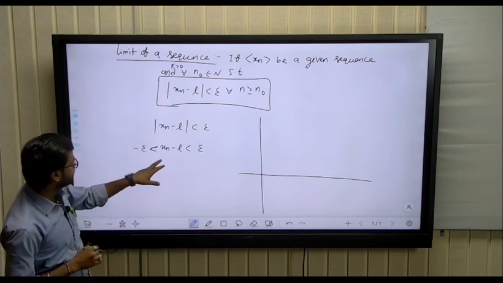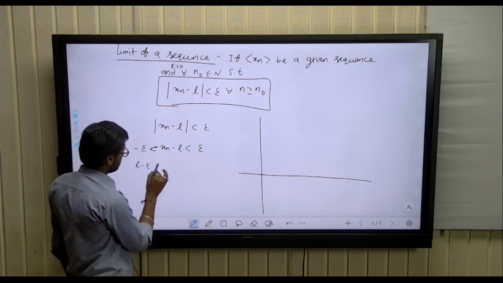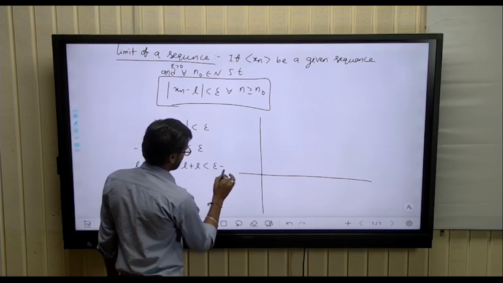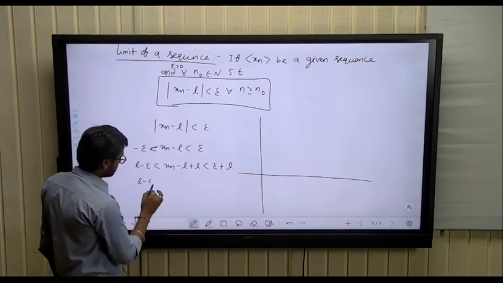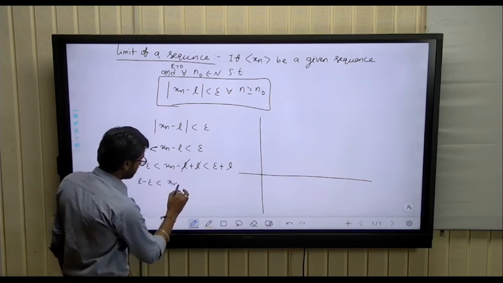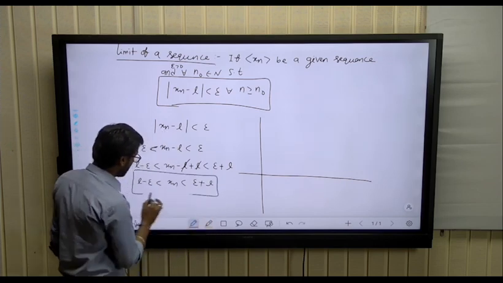Okay. Now we add plus L to all three terms. So minus epsilon plus L less than xn minus L plus L less than epsilon plus L. Okay. Now we write here minus L cancels out plus L. Okay. So xn is between L minus epsilon and L plus epsilon. So this is the value of xn.